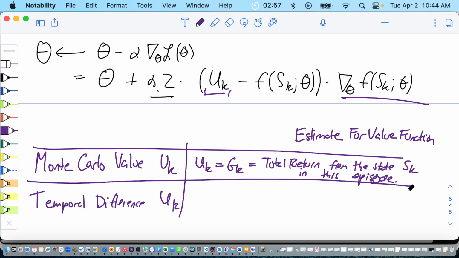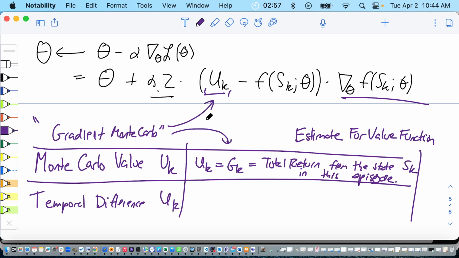That's called gradient Monte Carlo. So if UK equals GK, it is called gradient Monte Carlo. I don't know, we don't need to write that down. Gradient, sure, let's write it down. Gradient Monte Carlo. Okay. So if you do that with UK equals GK, that's gradient Monte Carlo. Very nice algorithm, and it has lots of nice properties. The downside is you have to wait until the end of the episode.